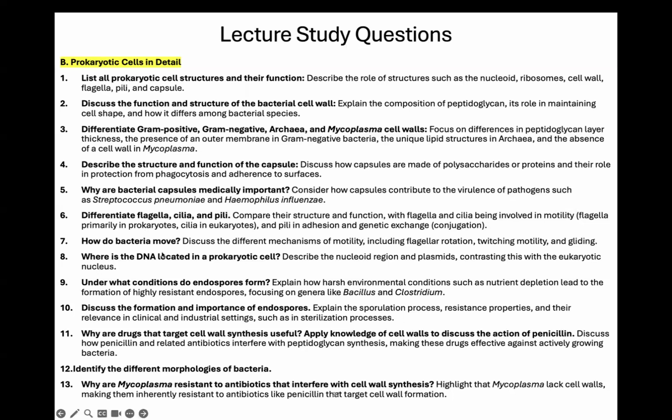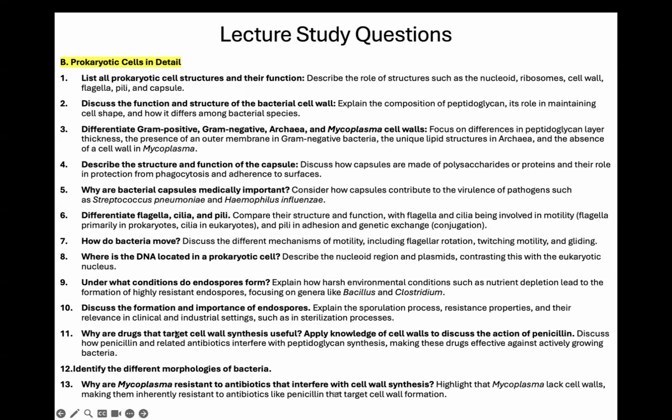And then pili, some bacteria have pili. It helps them exchange genetic material. We call that conjugation. How do bacteria move? They move because they have flagella. Where is the DNA located in the cell? It's in a region called the nucleoid. Under what conditions do endospores form? Endospores form in harsh environmental conditions, like if there's high heat or high radiation, that's when they form.